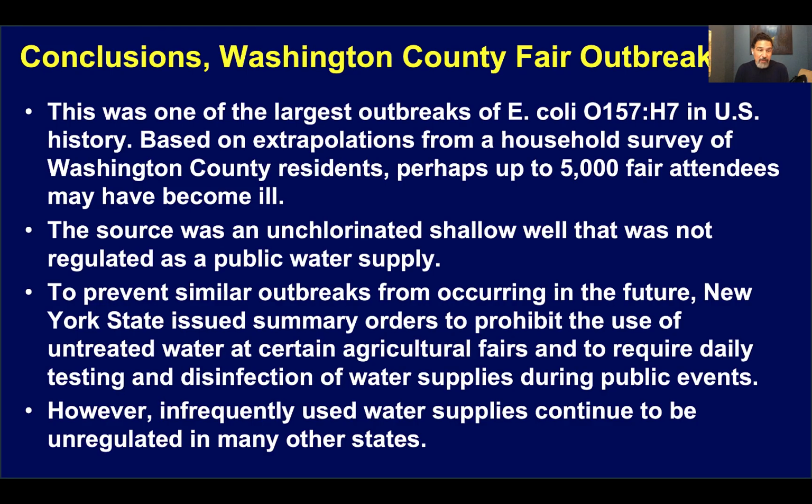So the investigators concluded first that this was one of the largest outbreaks of E. coli O157:H7 in the US, and based on their household survey, they estimated that up to 5,000 fair attendees may have become ill as a result, and as we know, some very severely ill and hospitalized, and worse. The source was an unchlorinated shallow well that was not regulated as a public water supply, because these temporary water supplies that are part of county fairs are not, at least were not at that time, regulated and monitored as public water supplies.